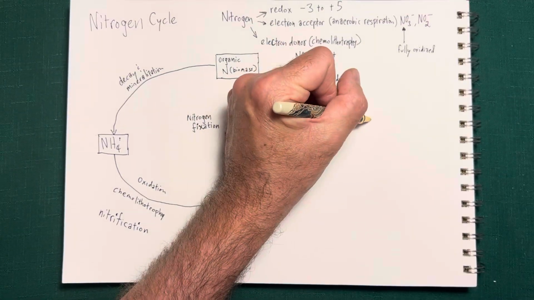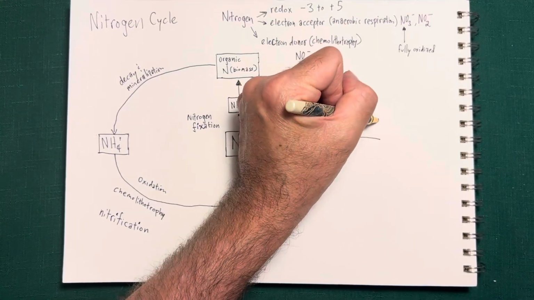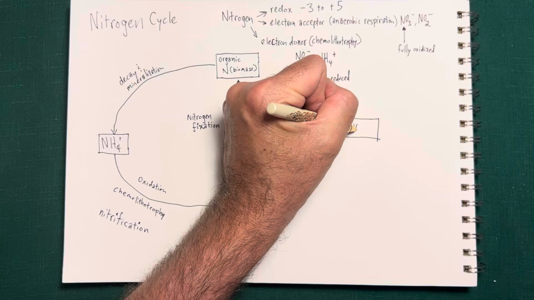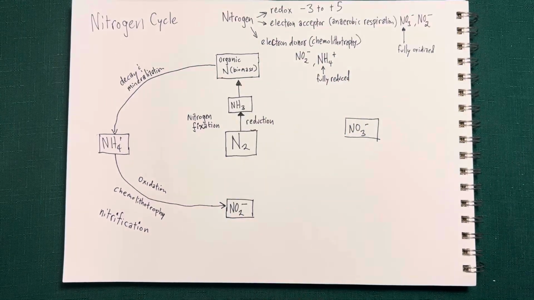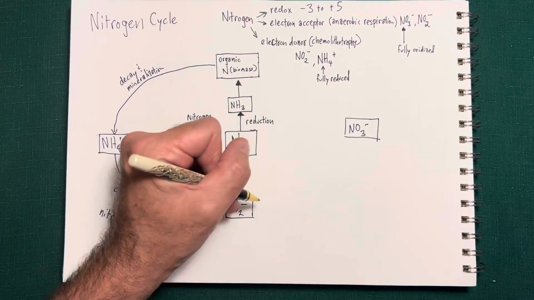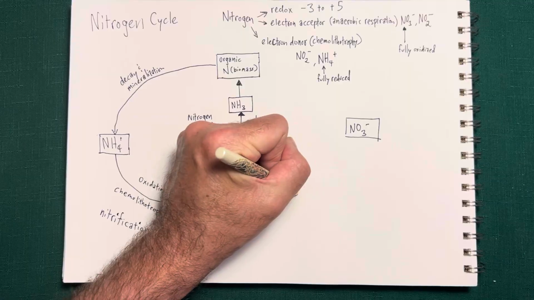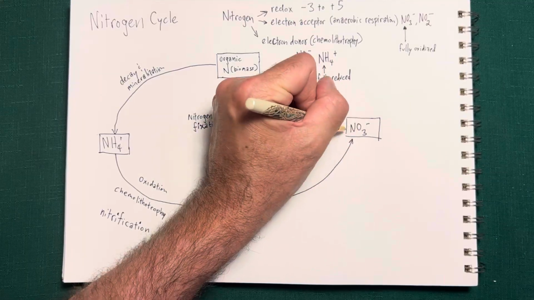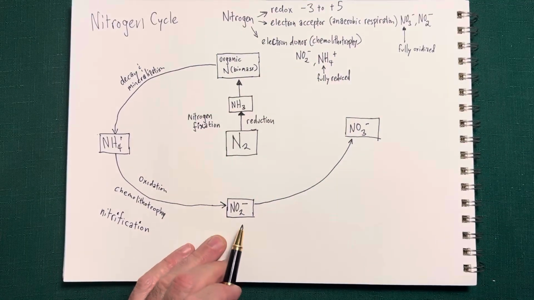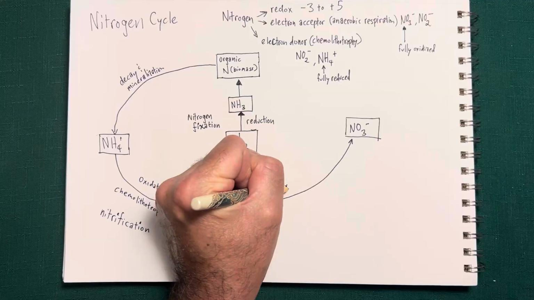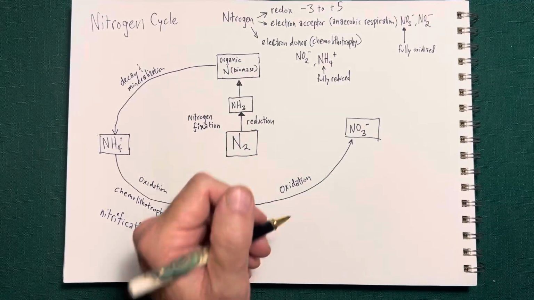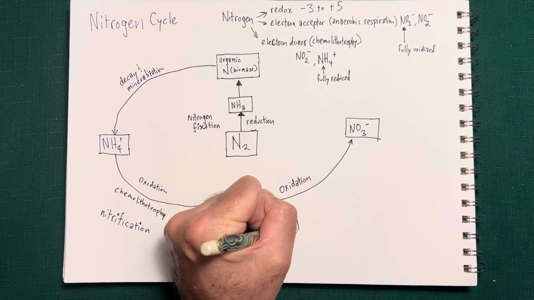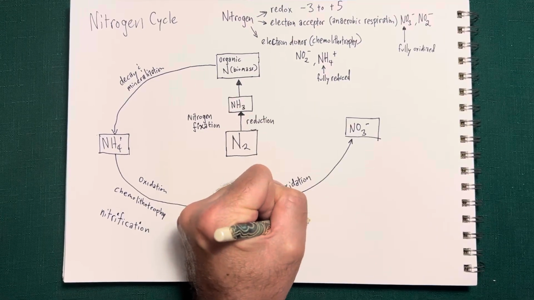Over here, I'm going to put nitrate. Remember that nitrate is our fully oxidized species of nitrogen. So there are organisms that can oxidize nitrite to form nitrate. And this is sometimes called the second part of nitrification.